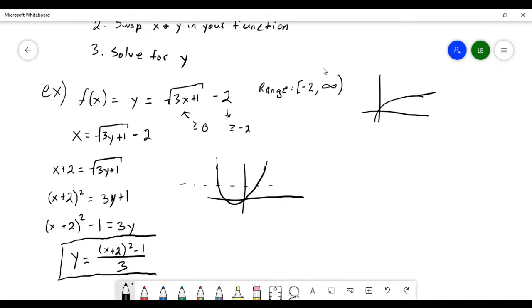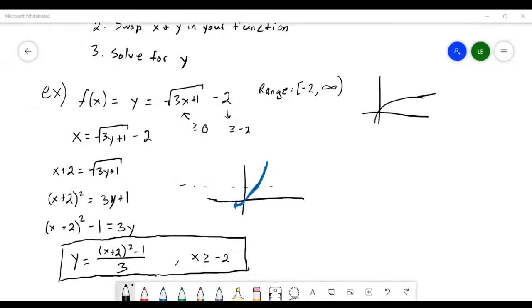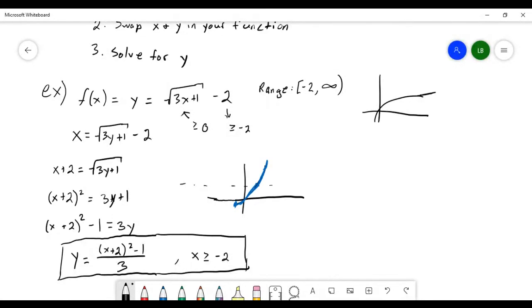And the domain of our inverse function is the range of our original. So we need to specify that x is bigger than or equal to -2. That will actually get us just this right-hand half of our function. So this is our inverse. And it would look something like that. Make sense? Cool, cool.